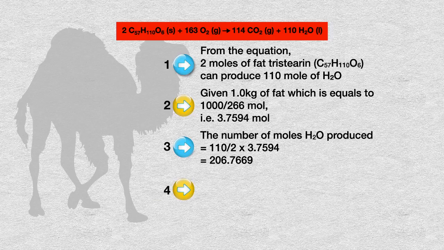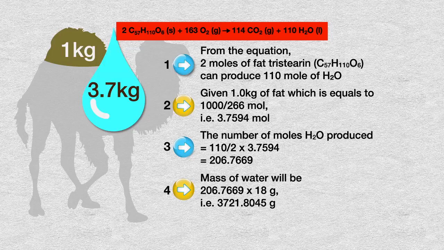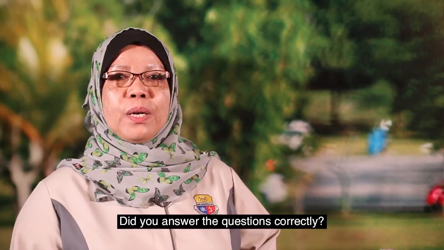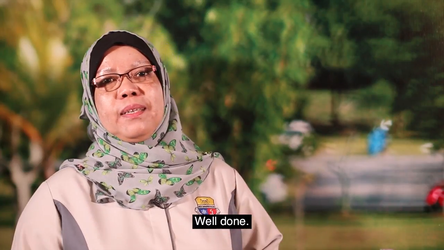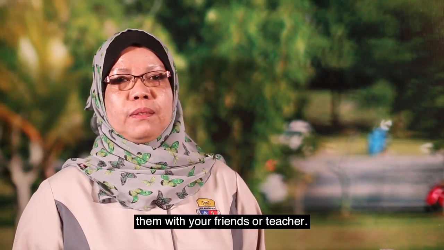206.7669. 4. Mass of water will be 206.7669 times 18 grams. That is 3,721.8045 grams. Therefore, from 1 kilogram of fat, 3.7 kg of water can be produced. In this question, the limiting reactant will be the 1.0 kg of fat because the oxygen around the camel should be enough. Did you answer the questions correctly? Well done. If your answers are incorrect, you can further discuss them with your friends or teacher.